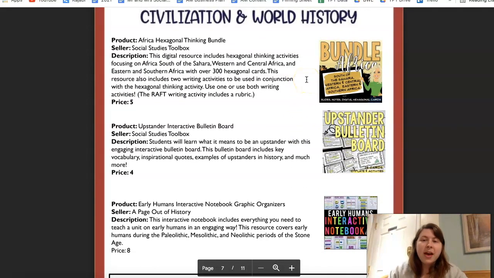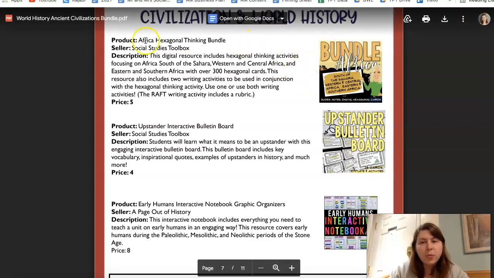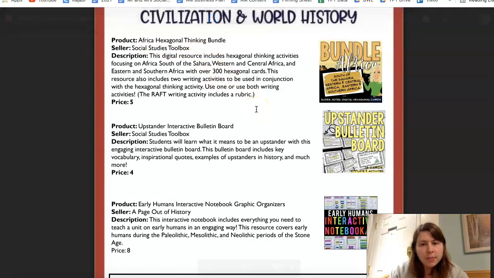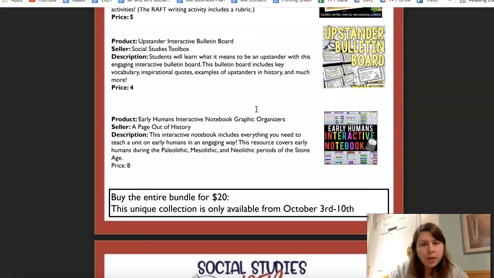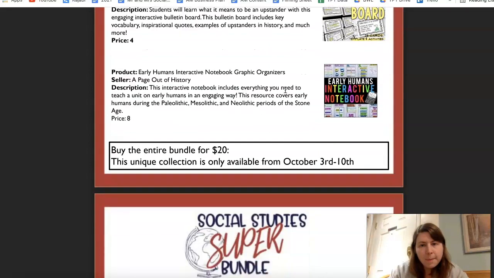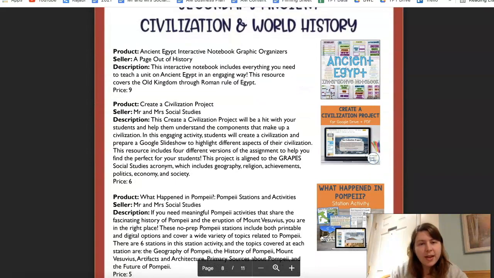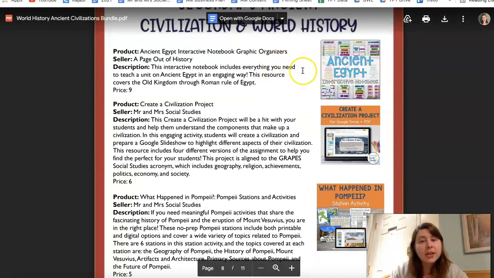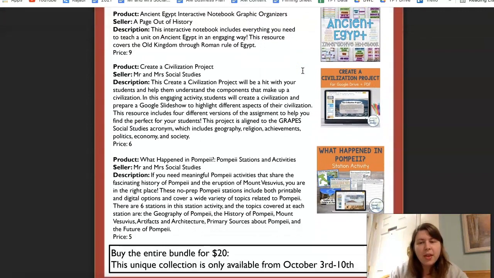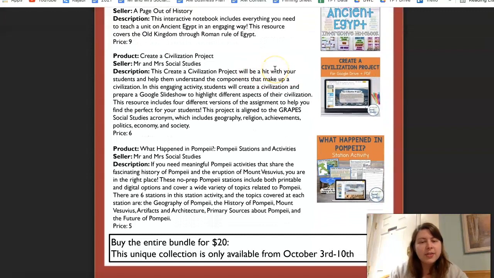I know we've had a lot of success trying out hexagonal thinking, so here is one specifically about Africa and African kingdoms. Also an upstander bulletin board, that's pretty cool. There's an early humans interactive notebook here as well. Yeah, here come our resources. There's also an ancient Egypt interactive notebook. There is our Create a Civilization project.